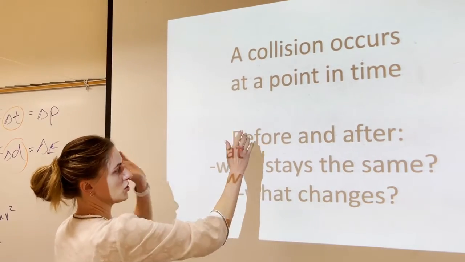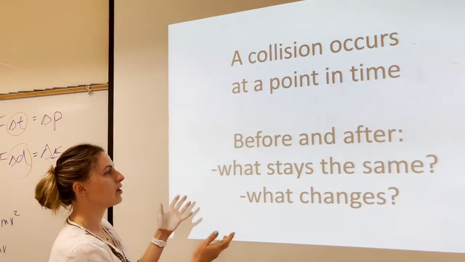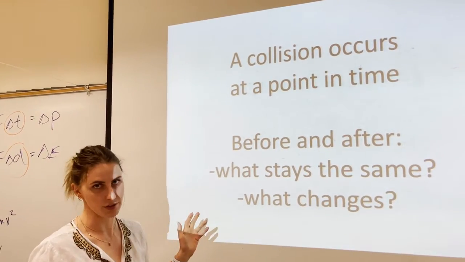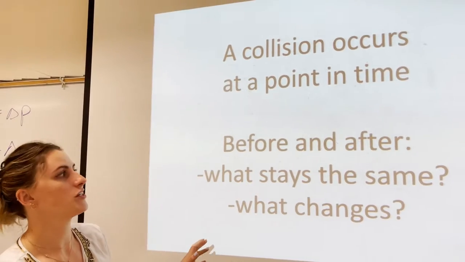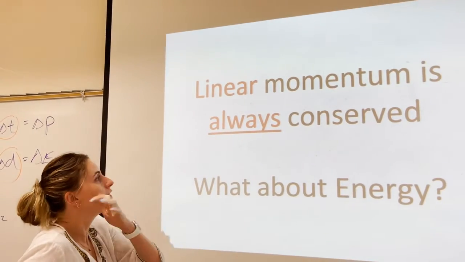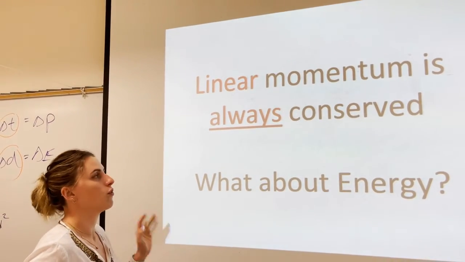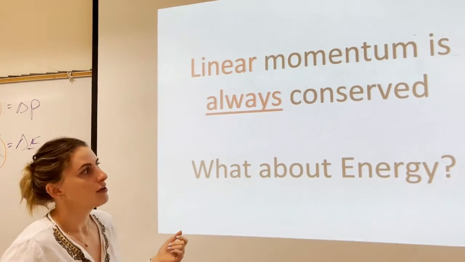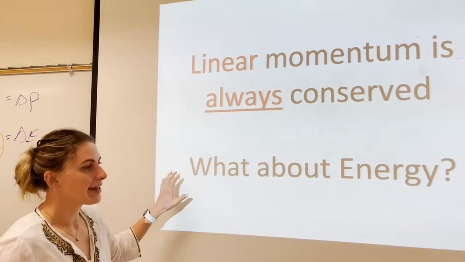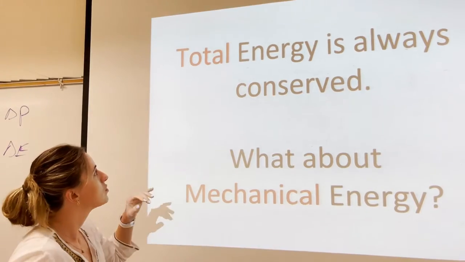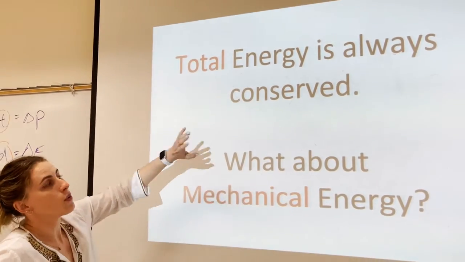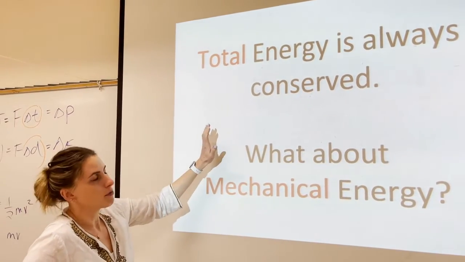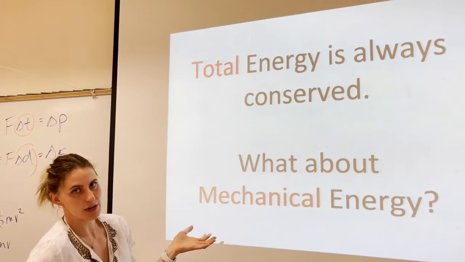Now we're talking about collisions, two types of collisions, and what stays the same always, no matter what kind of collision you have, and then what changes. Linear momentum is always conserved no matter what type of collision you have. But let's talk about the energy. So the total energy is always conserved. It doesn't disappear, but we do see some different things happening with our different collisions.